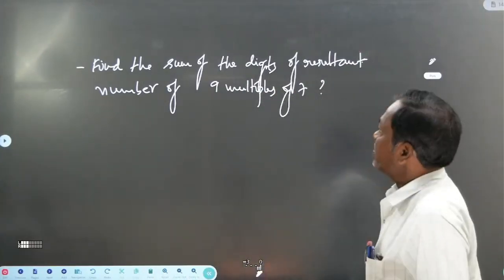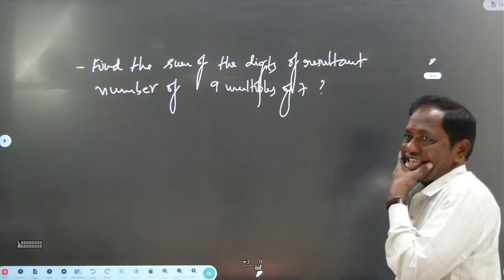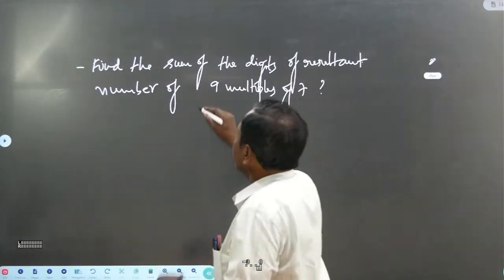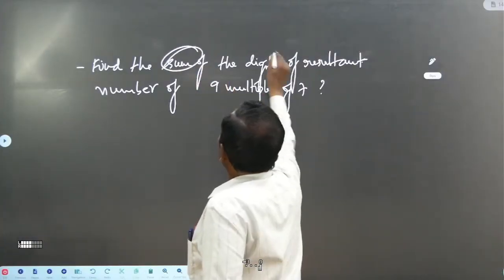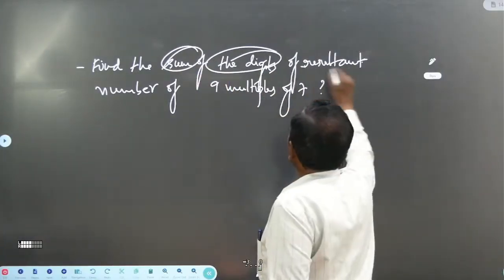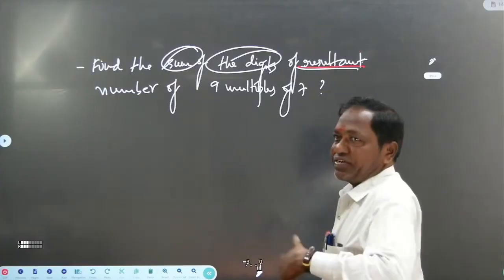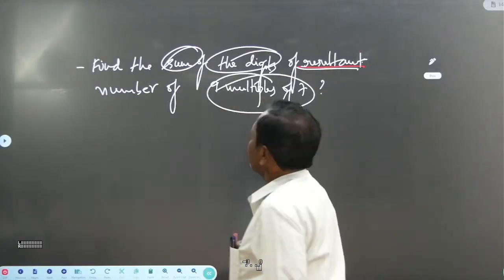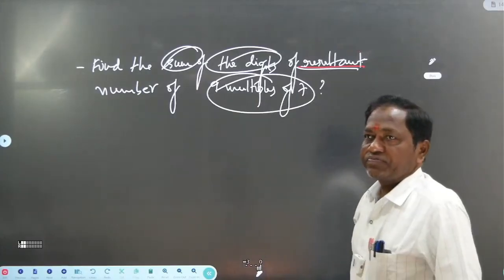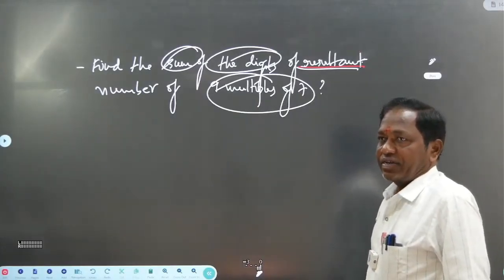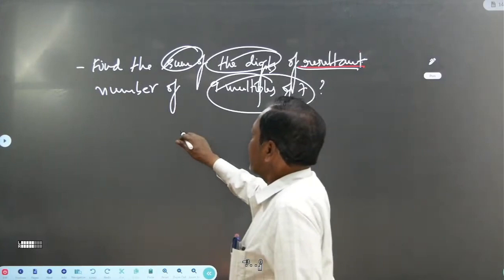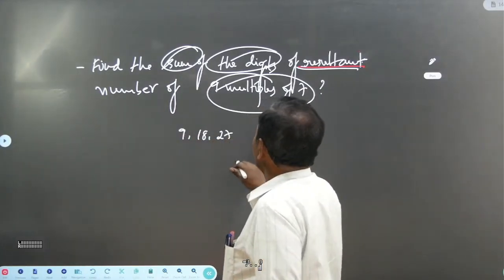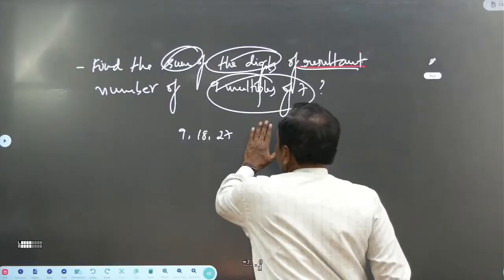First 9 multiples of 7. It means you can just underline the sum of the digits of the resultant number. This can be checked later on. Number of 9 multiples of 7. Multiples of 7.